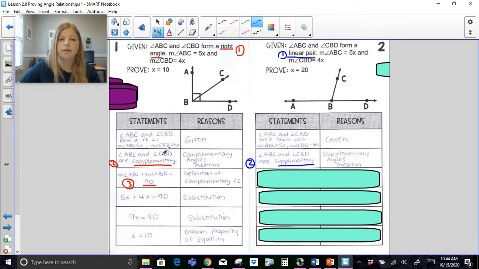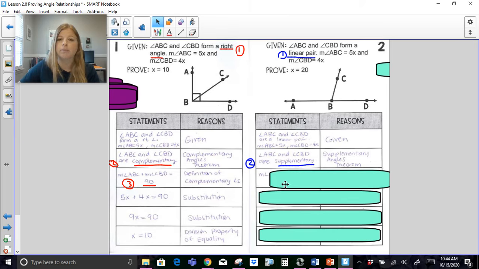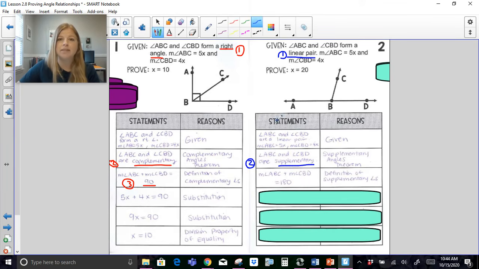So notice, right angle goes to complementary, goes to 90. Linear pair goes to supplementary. Okay, we say they're supplementary by the supplementary angles theorem. And then look what happened next here. I said that their measures added up to get 90. So here I'm going to do the same thing. I'm going to say that these measures add up to 180, and that is the definition of supplementary angles.